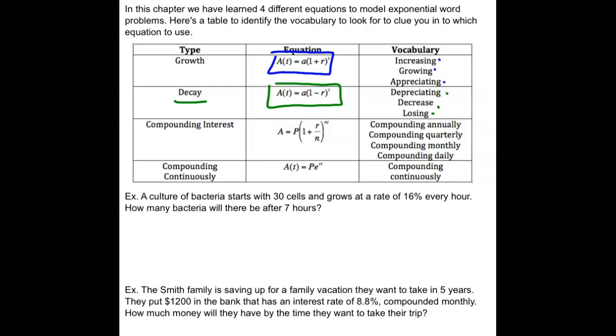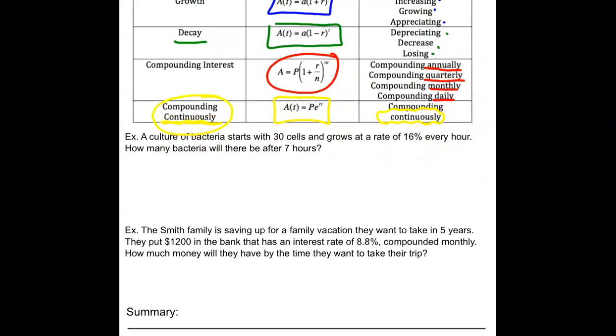If they talk about depreciation, decreasing, losing money, things like that, or losing value, now we're looking at exponential decay. Anytime we're dealing with interest that's not just a basic annual interest, then we have to move to our compounding formula. So we use this if it's compounded annually, quarterly, monthly, daily, weekly, things like that. As soon as you see the word continuous, you have to switch to what we call our PERT formula. P-E to the RT power, it spells PERT. It's for compounding continuously.